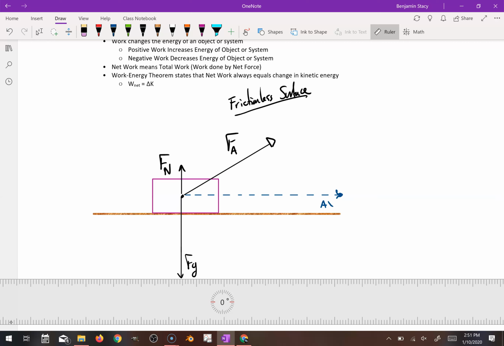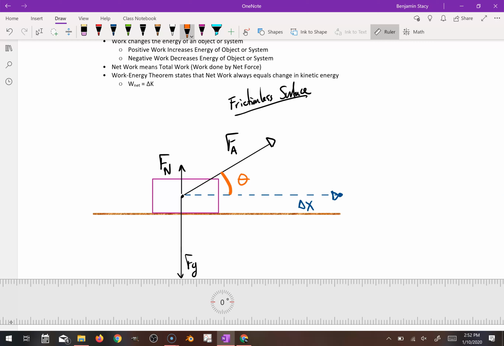Delta x is what I'm trying to write here. This is our displacement to the right. So in blue I have my displacement to the right. And it's frictionless, so those are all the forces acting on it. I need to label this angle here because this is the angle that's going to separate my displacement vector from the applied force. And the applied force is the only one that is not perpendicular to delta x.